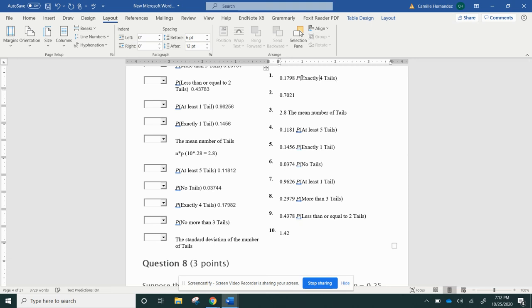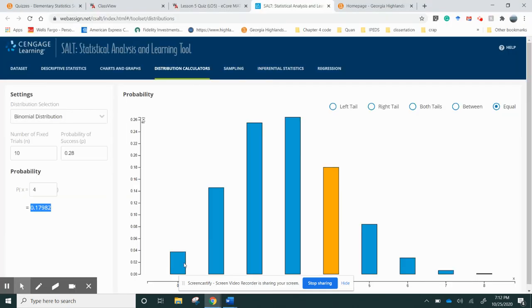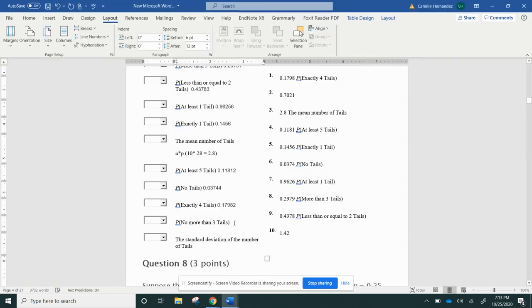Okay, and then no more than 3 tails. If I say I'm giving you no more than $100, that means I'm going to give you $100 or less. So this is a left-tailed, and I'm going to put 3. So that means no more than 3. It could be 0, 1, 2, 3. Everything in orange is what I'm looking at. So there's my answer, 0.70206. Put it over here, and that goes right there.